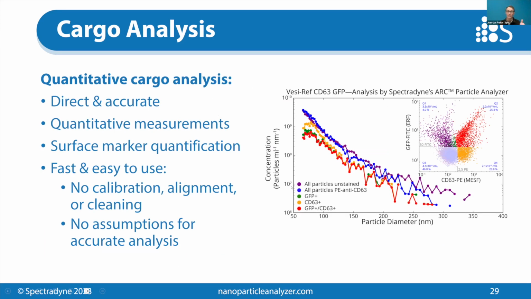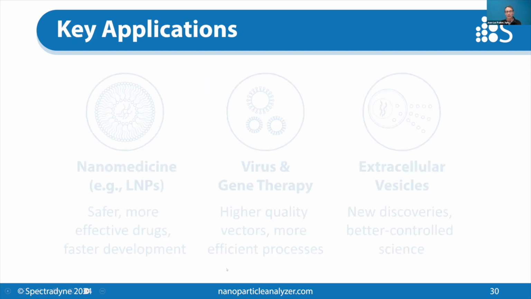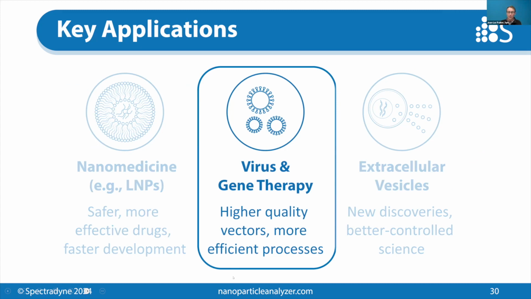It's very direct and it's accurate sizing. It's quantitative in every dimension that we report data in, right, in real units. We've quantified surface marker expression, and it's fast and easy to use. So every one of these measurements, really there's only 2 in here, took about 5 minutes to complete, okay? So let me shift gears now and show you my second example, and then we'll do one more after this.